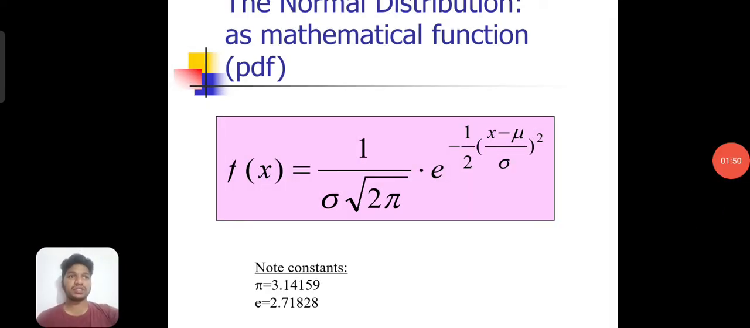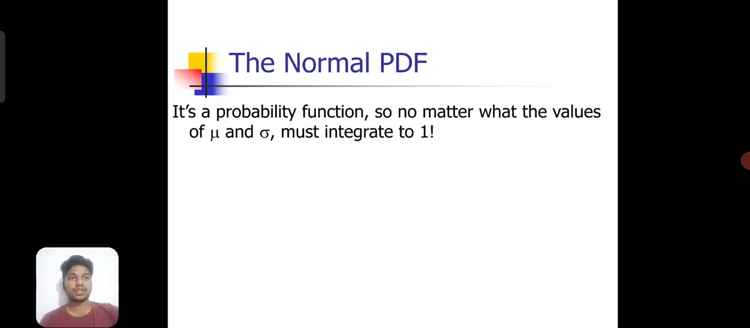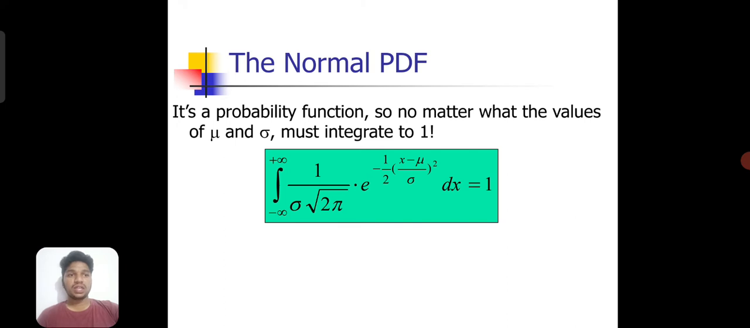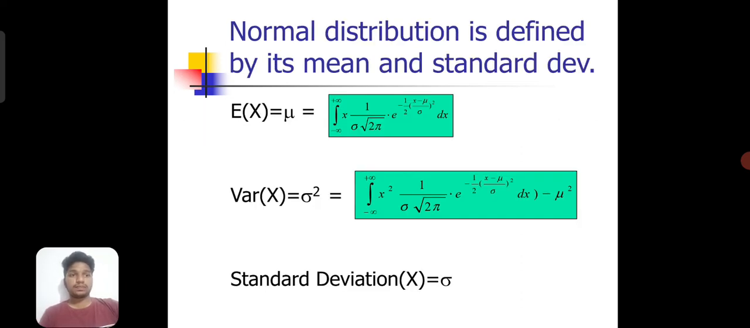The normal distribution has a mathematical function, the PDF, f of x. It is a probability function, so no matter what the values of mu and sigma are, it must integrate to 1. The integral from minus infinity to infinity of 1 by sigma under root 2 pi into e to the power of minus 1 by 2 x minus mu by sigma whole square dx equals 1.